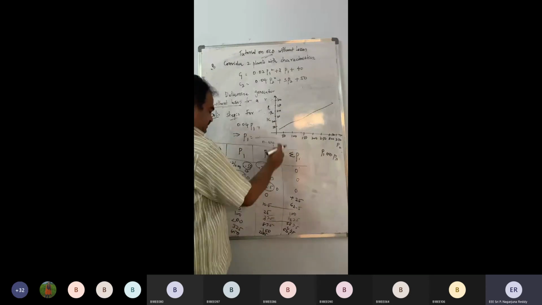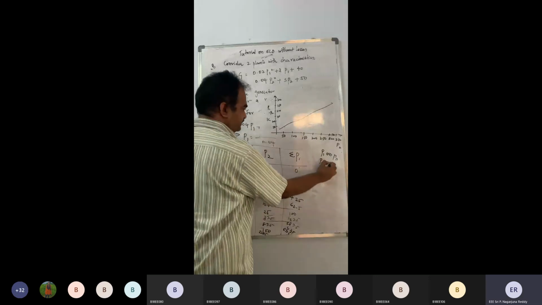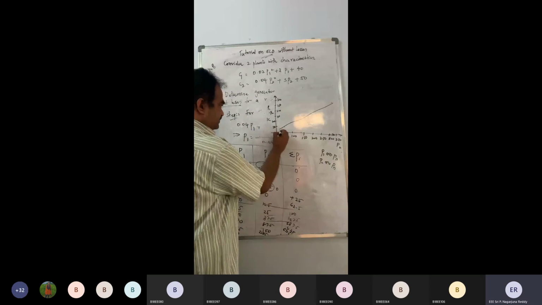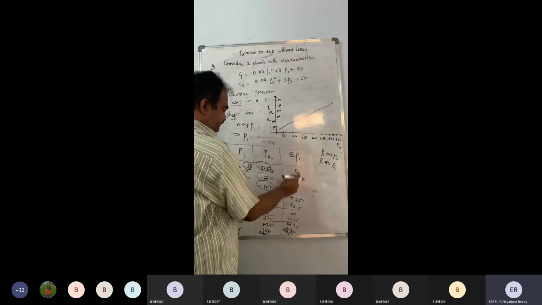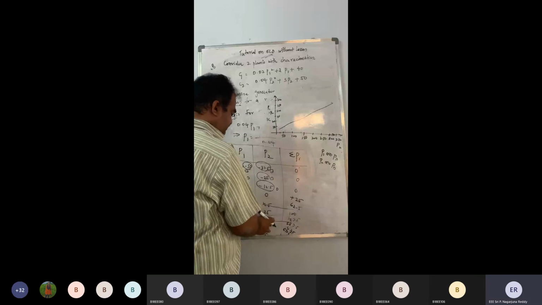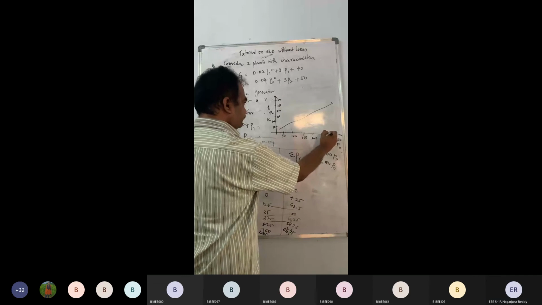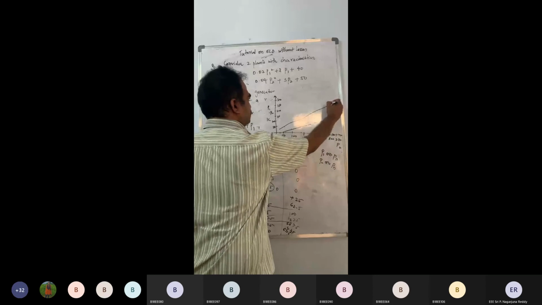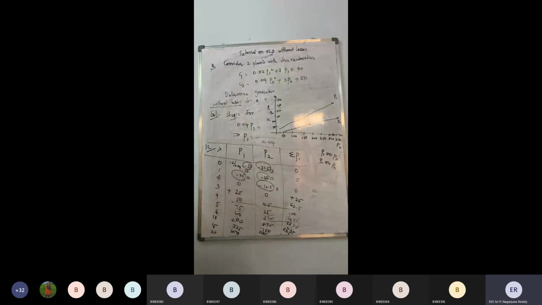Similarly, if I draw P2 with respect to PD, at 25, its value is 0. At 62.5, its value is going to be 12.5. For 100, it is going to be 25. At 287.5, it is going to be 75. So this is the P1 curve. This is going to be the P2 curve. These are the P1 and P2 curves.